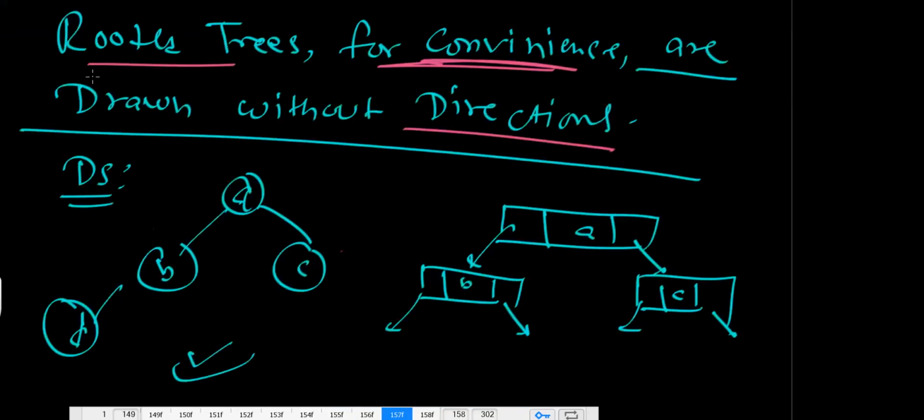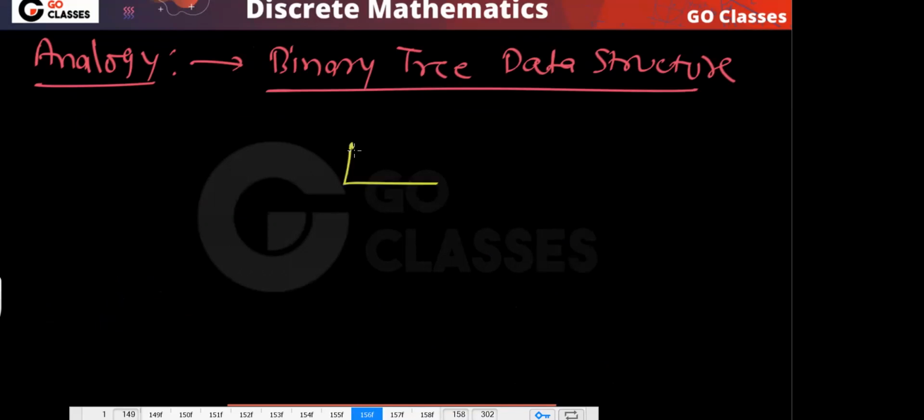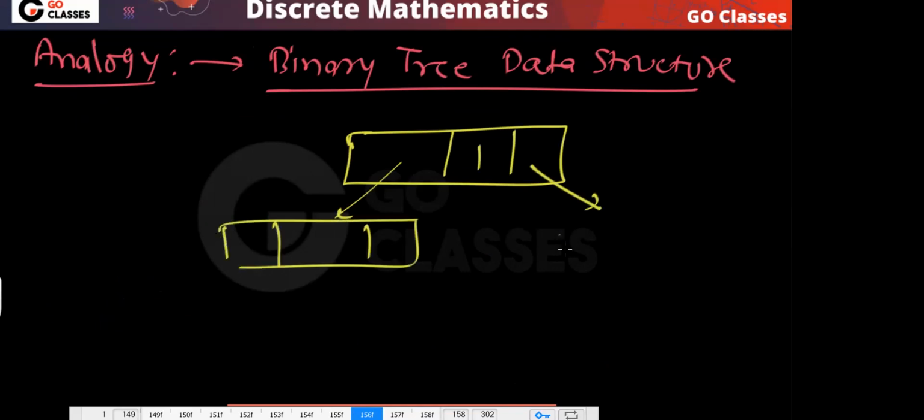For example, as an analogy, you study the binary tree data structure. What happens there? There you have this type of node. Every node is actually like this: there is a left pointer, there is a value, there is a right pointer. Yes, correct. Every node is a structure, and there is a value. So like this you have.